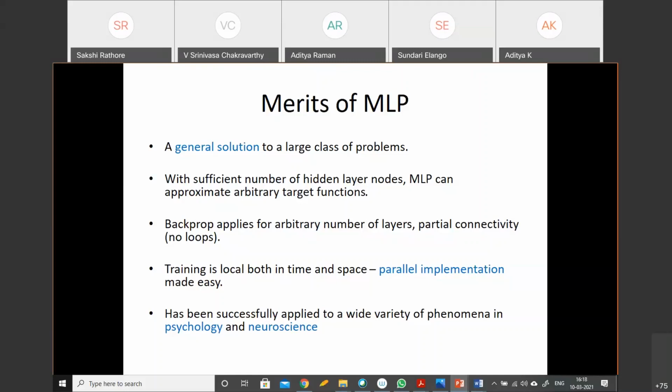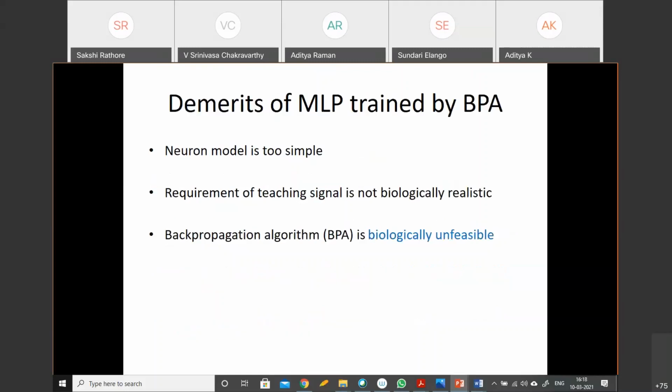So this class of models was successfully applied to a wide variety of phenomena in psychology and neuroscience. That was a big hit, and it led to what is called the connectionist revolution in the 80s, where people found that large networks with lots of connections can be trained and can learn a wide variety of problems.